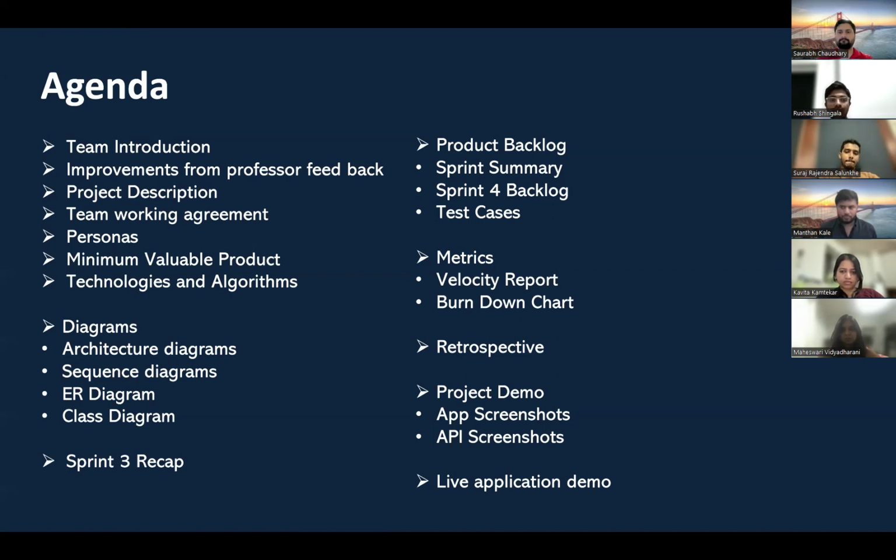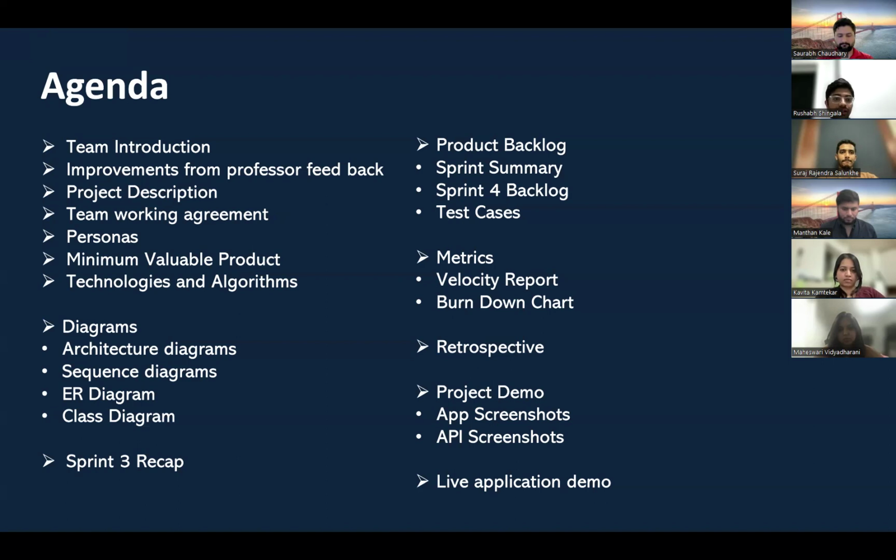Later on, we have the minimal viable product, which is our application itself. Then we have technologies and algorithms, the technologies which we have used to build this superb application. Then we will have our diagrams, which are architecture diagram, sequence diagram, ER diagram, and class diagrams. So basically the inside architecture, the database structure, the workflow, how the information will come into our application, how we will process that information, all that we have shown diagrammatically.